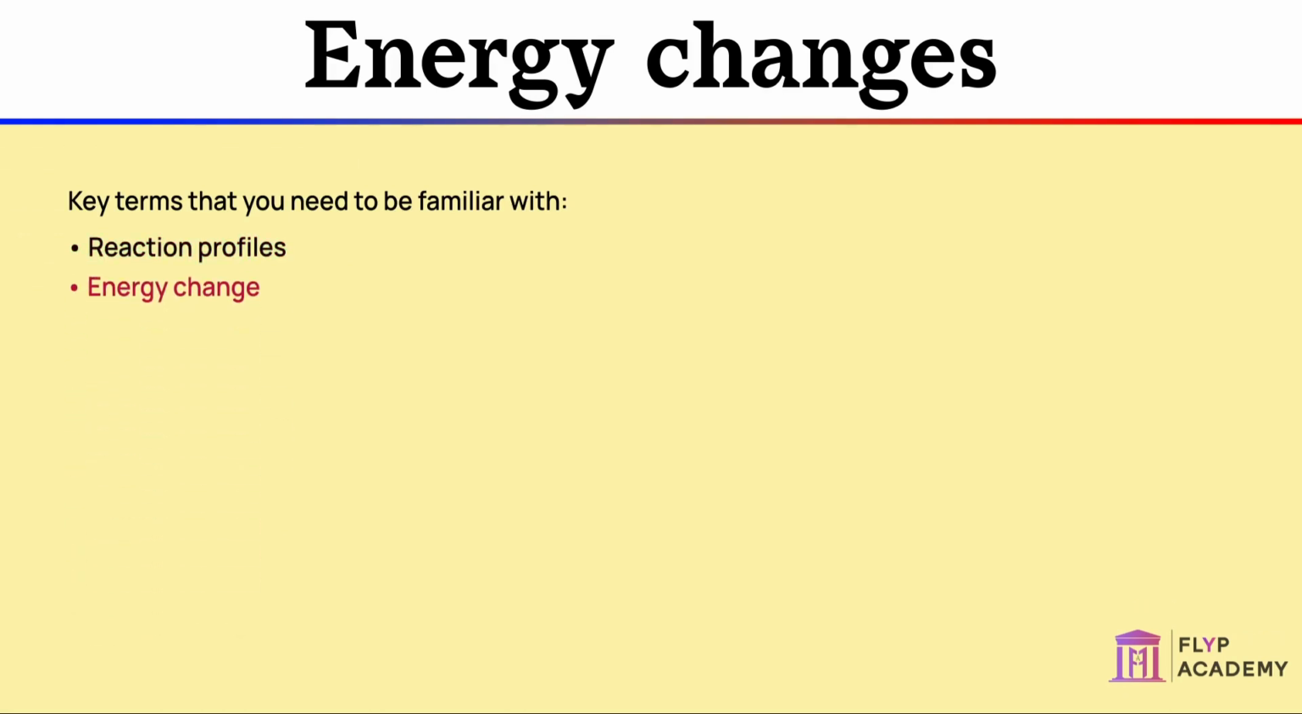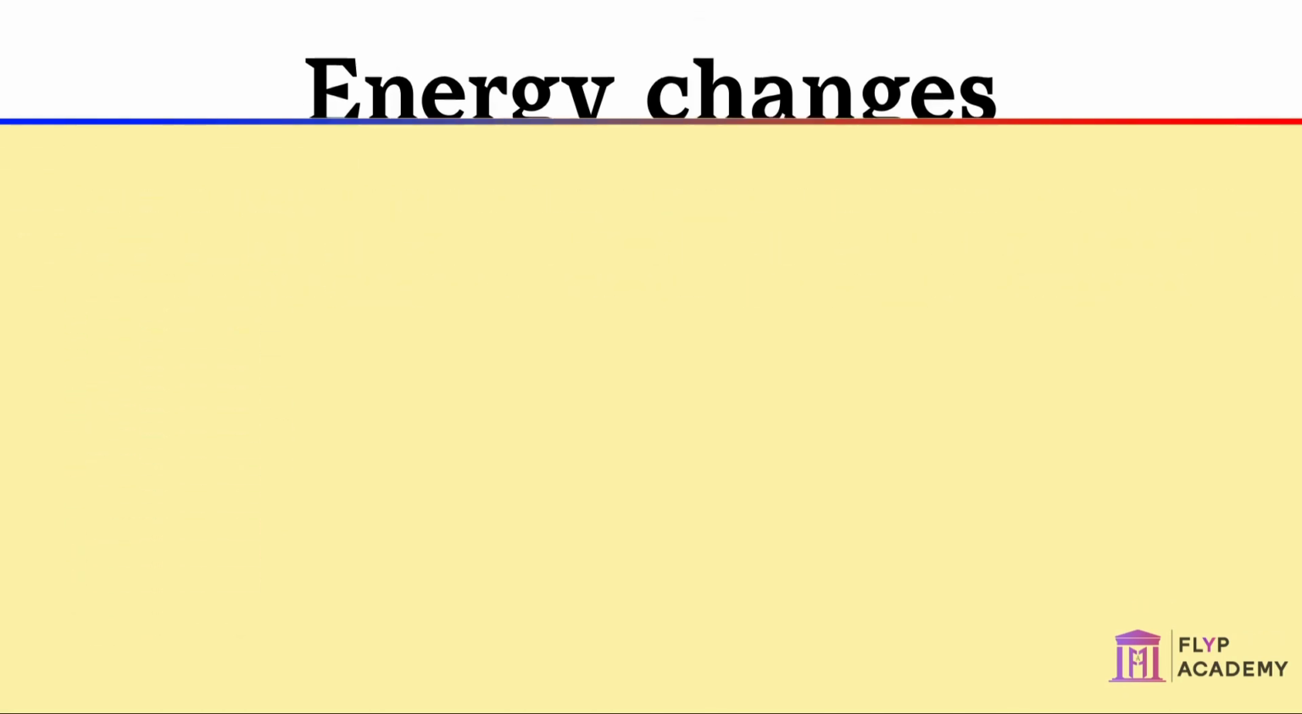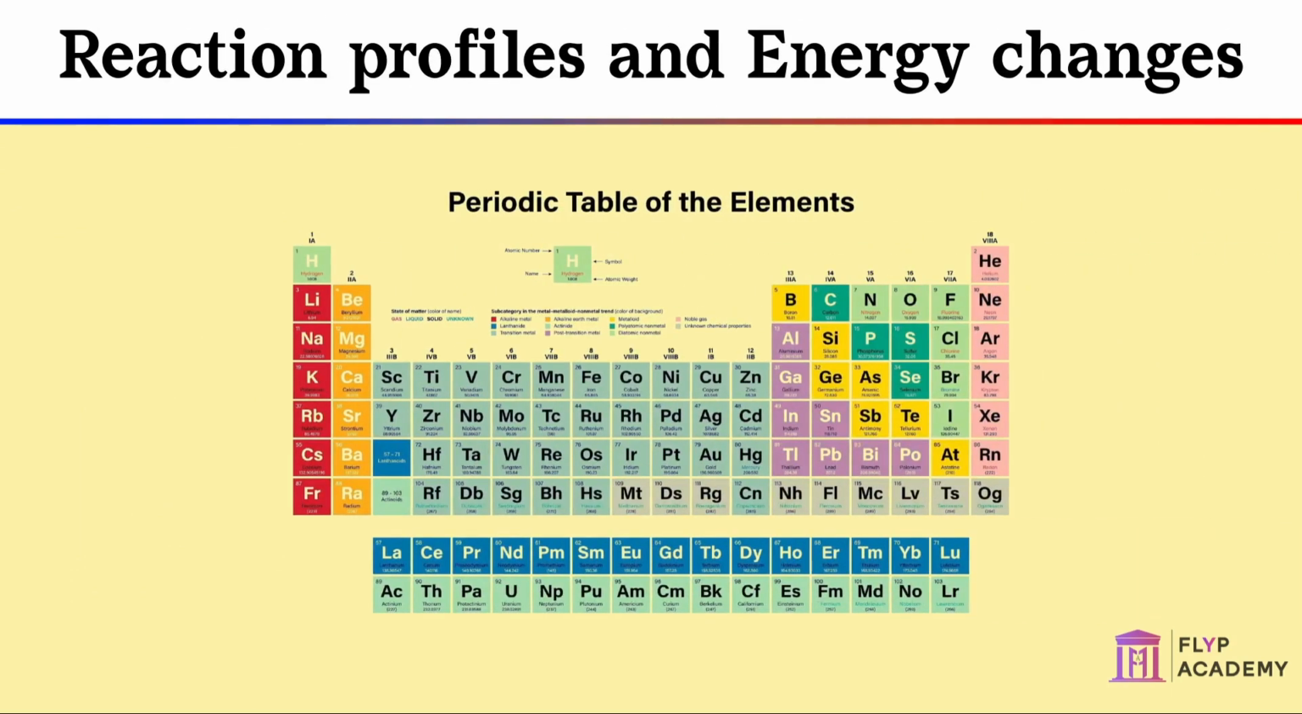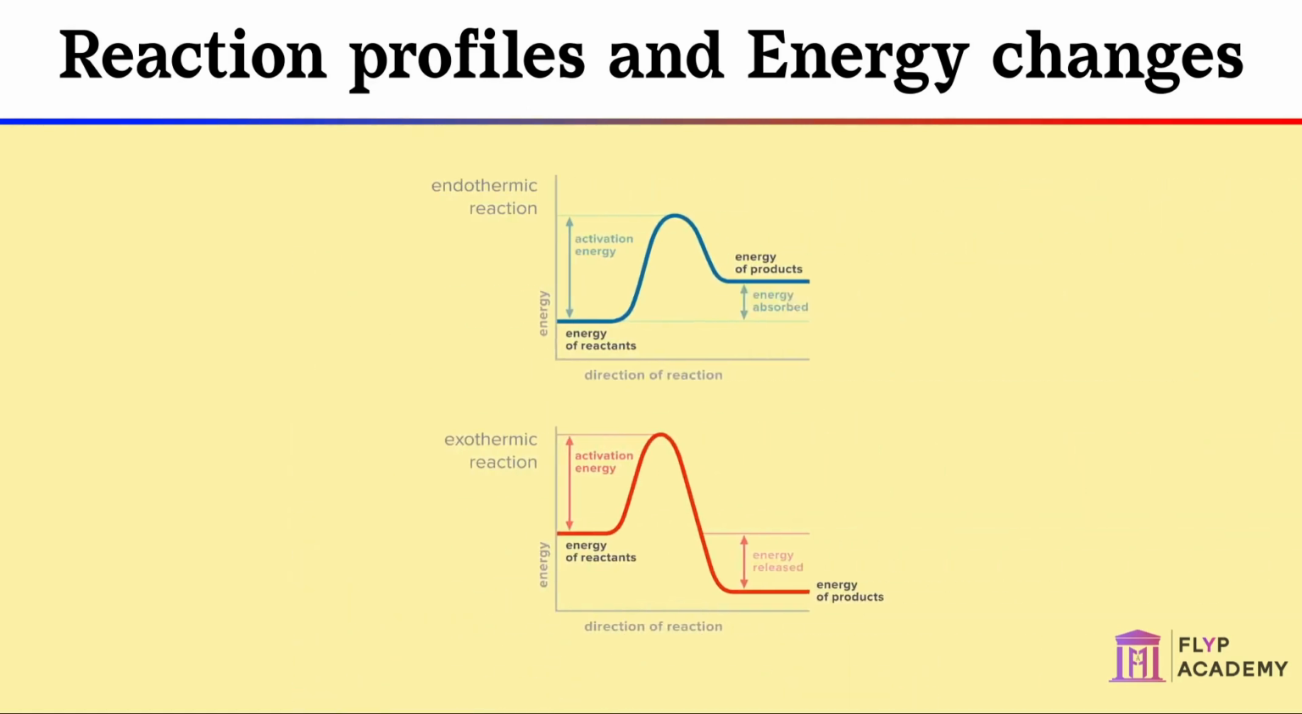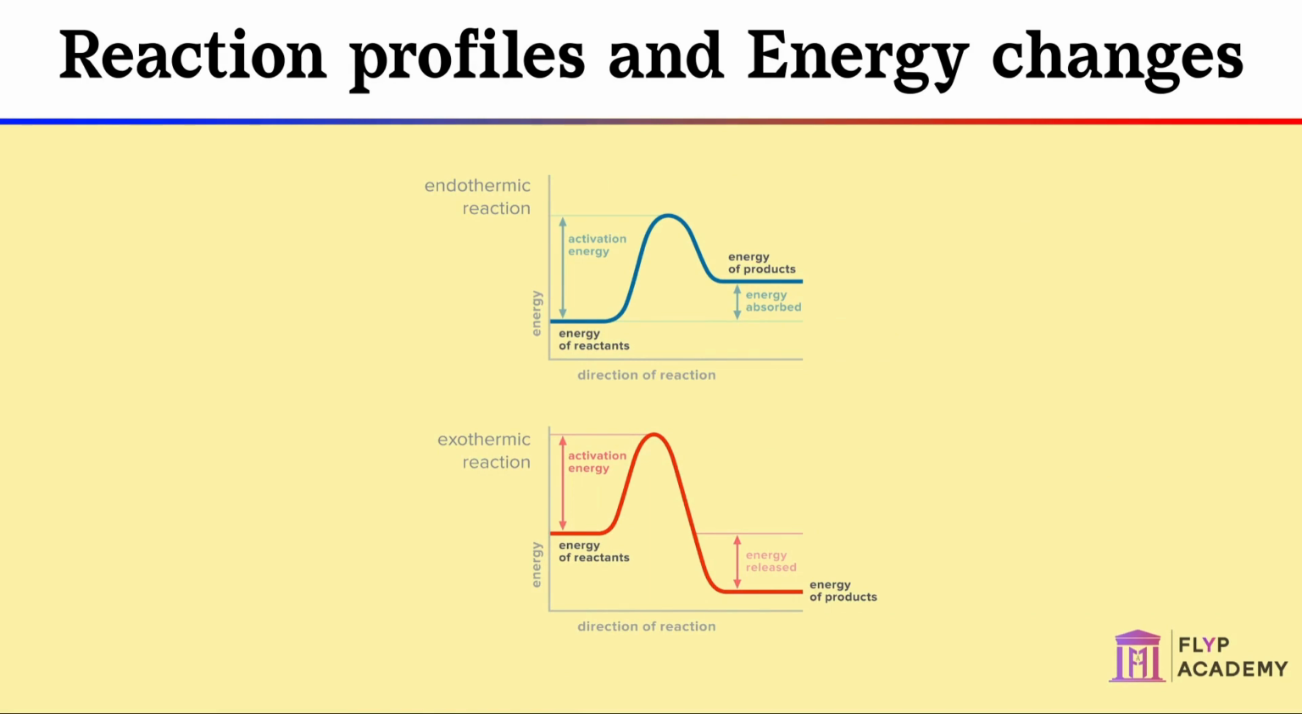Reaction profiles, energy change. In today's lesson, we will talk about reaction profiles and energy changes of chemical reactions. Endothermic and exothermic processes can be described by energy diagrams. See below. In endothermic reactions, heat is absorbed and therefore the products will be on a higher energy level than the reactants. On the other hand, in exothermic reactions, heat is emitted and therefore the products will be on a lower energy level than the reactants.